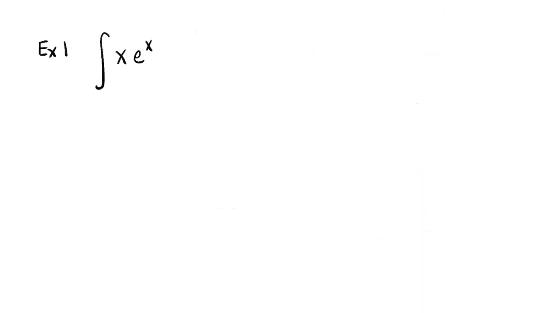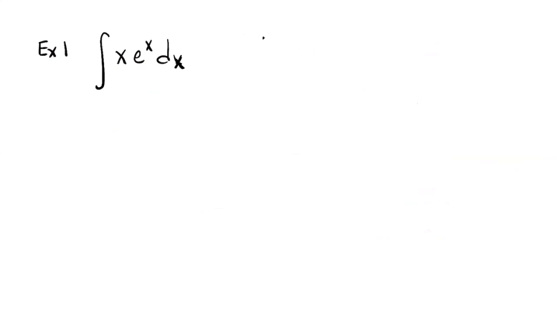Here's my first example. It's e to the x times x dx. I'd like to find an antiderivative for the function x times e to the x. Okay, how do I know to use integration by parts? Well, I never know, but my suspicion is it might work because I'm looking at a product. We'll talk more about that later.